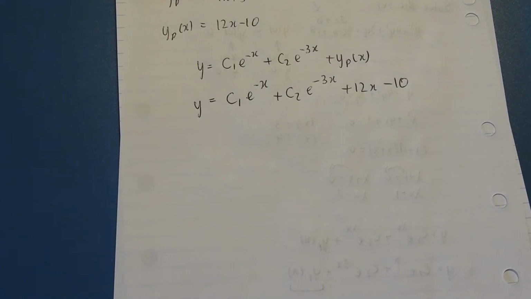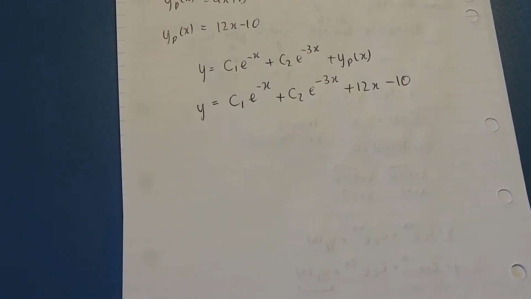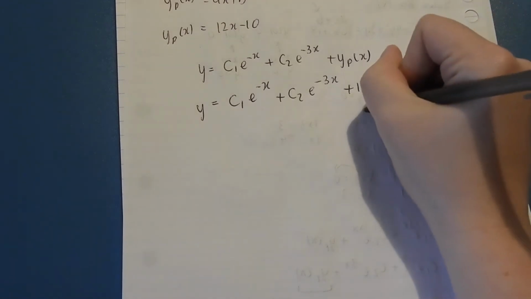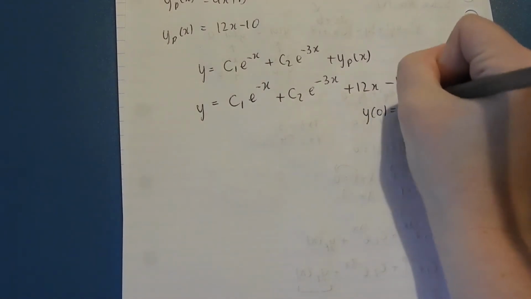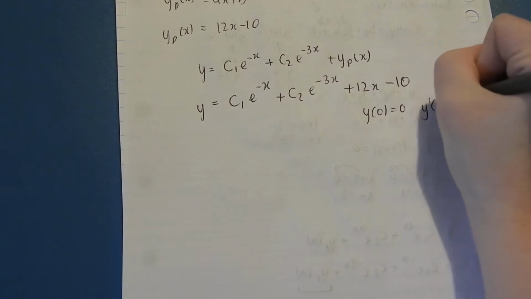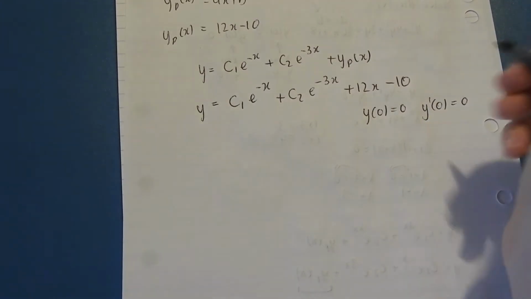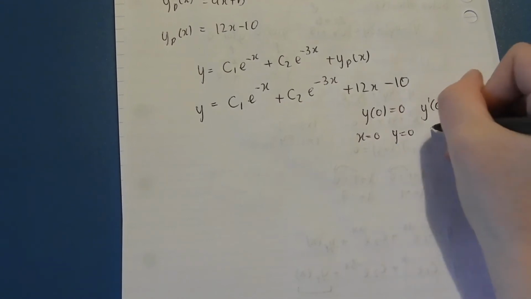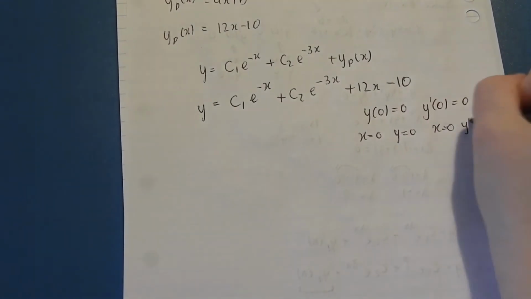Okay, so now all that's left to find is c1 and c2. To do this, we use our initial conditions, which was y of 0 equals 0 and y dash of 0 equals 0. So when x is 0, y is 0, and when x is 0, y dash is 0.